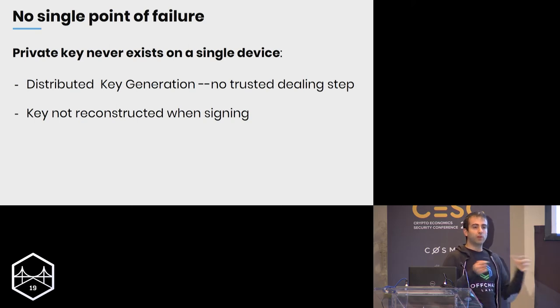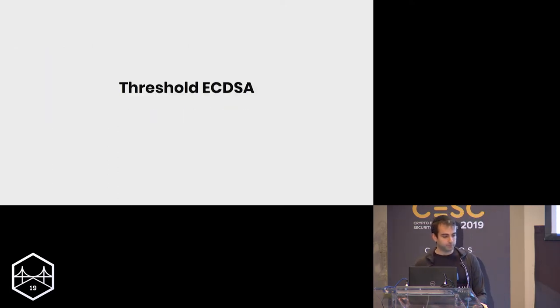So when you don't reconstruct the key to sign, what you do is you have a protocol among the parties that what they produce is a signature. But even if during the signing, an adversary sits on T of these devices, they can't learn anything, they can't forge your signatures, they can't steal your keys. Cool. So that's threshold signatures in general, but what I'm going to talk to you about today is threshold ECDSA.